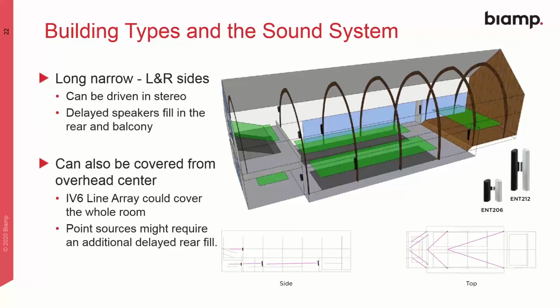Long, narrow, here again, it's not too different than the other church we looked at before. Here again, this can be covered down low with emphasis on the columns. It could be covered overhead center. We could probably put an IV6 array up in here that would cover the seating and maybe the balcony as well, with a larger array if they don't mind the visually larger speaker and need that sort of output. Point sources, because of the length, you may need additional delays in the back. Here we got emphasis columns from the front, and then a second fill in the back, and also fills for the balcony, over balcony and under balcony in this case.